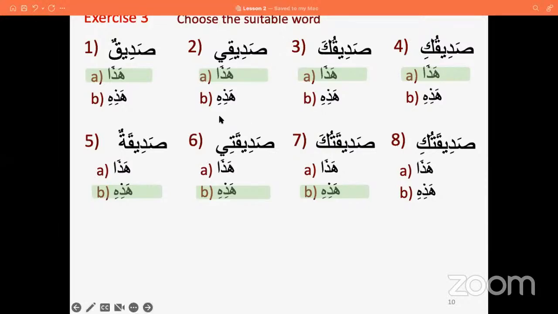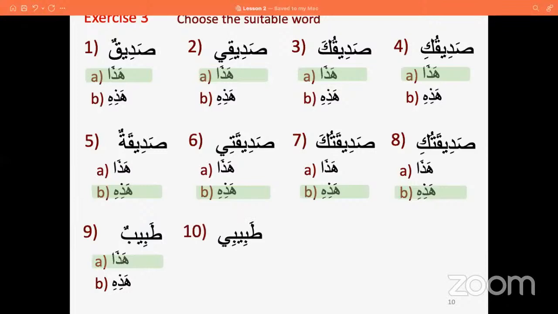Okay, almost unanimous over there. It is هذه. Okay, the word طبيب, is it هذا or هذه? I think we can all agree it is هذا. Okay, how about طبيبي? Is it هذا or هذه? Excellent, it is هذا.